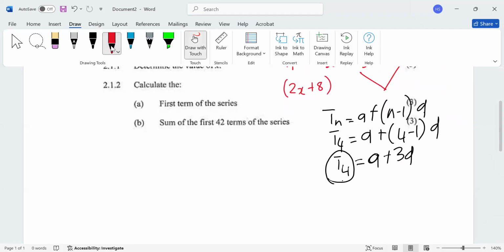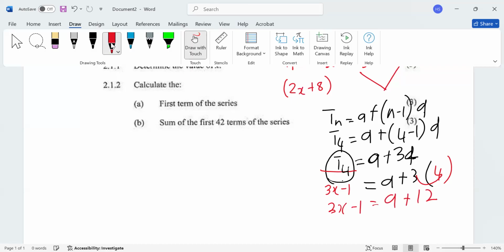So you're going to say this thing here we know, it's 3x minus 1. And then this is going to equal a plus, remember the other value that we know is d, they gave us d. So we're going to have 3 multiplied by d, which is 4. 3 multiplied by 4 is 12. So we have 3x minus 1 equals a plus 12.